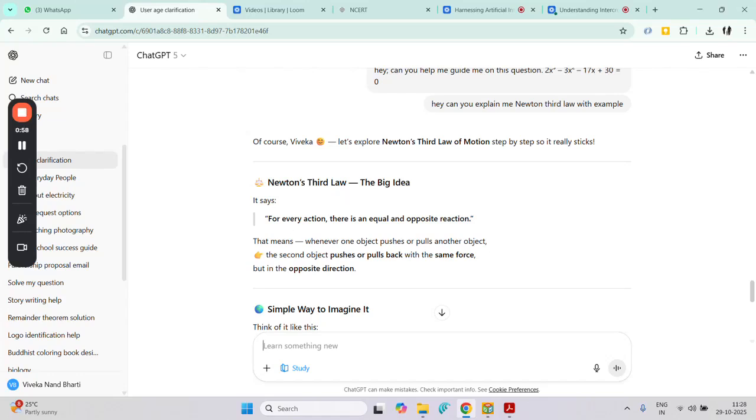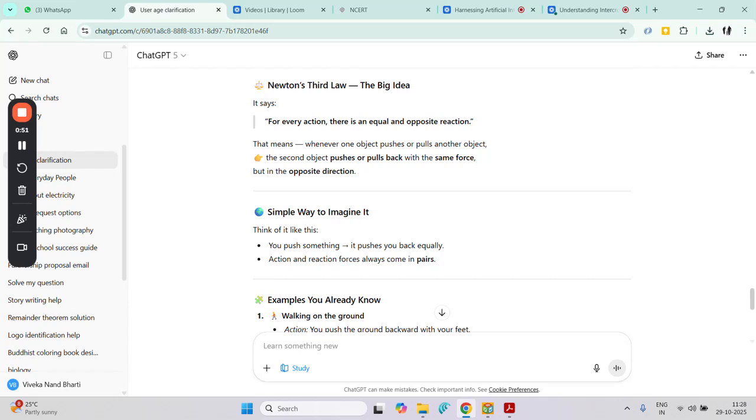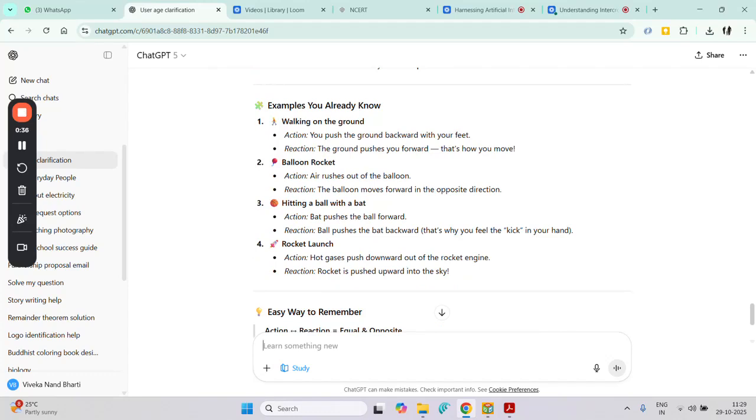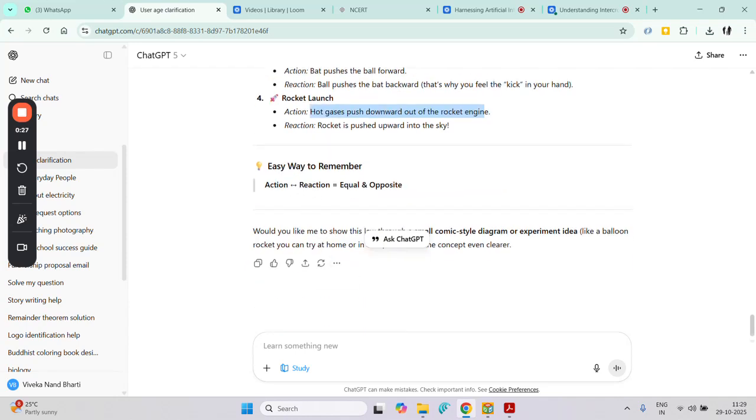Newton's third law. The big idea: for every action, there is an equal and opposite reaction. A simple way to imagine it: you push something, it pushes you back equally. Action and reaction, forces always come in pairs. Examples: walking on the ground, a balloon rocket, hitting a ball with a bat, a rocket launch. Action: the hot gases are pushed downward out of the rocket engine, and the rocket is pushed upward into the sky, right? An easy way to remember: action is equal to reaction, equal but opposite.